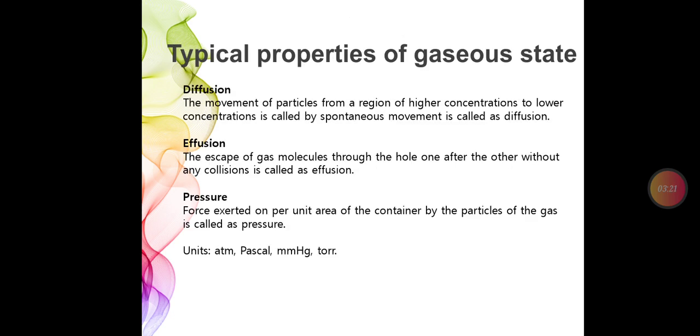Here are some of the typical properties of gases listed for you, and among them include diffusion. Diffusion is actually the movement of particles from a region of higher concentration to a region of lower concentration, and this happens by spontaneous movement of molecules. As we know, gases consist of molecules which have large intermolecular spaces between them, and they are always in random motion. That makes it possible for these molecules to move from one place to another.